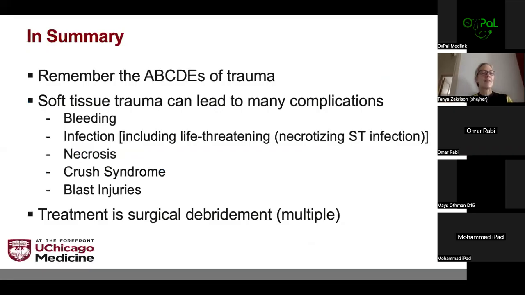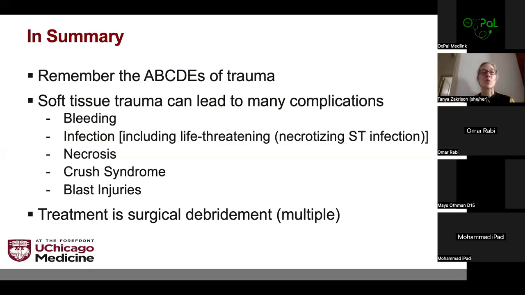So to wrap it up and leave it open to questions, I'd love for all of you to remember, as you know very well, the ABCDEs of trauma. It's important to remember that soft tissue trauma can also lead to many complications. Soft tissue trauma generally is something I'm looking for in my secondary survey, because with acute trauma, it's not something that's going to kill your patient initially. It can cause bleeding of the muscle, infections, and sometimes my infections might be a necrotizing soft tissue infection that can spread extremely rapidly and can kill my patients in a matter of hours.